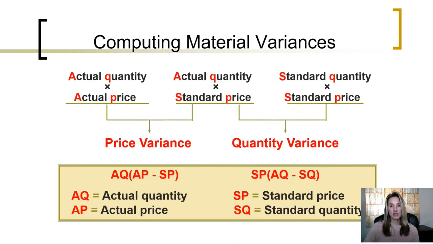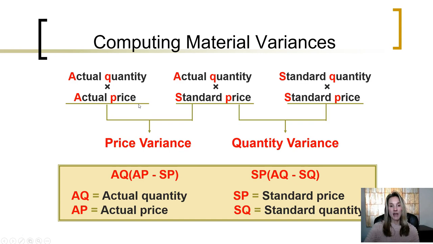To calculate those variances, it's easy to view it in this little diagram form. On one side of the diagram, we're calculating the actual quantity of materials used times the actual price. In the middle of this diagram, we have the actual quantity of materials used at the standard price. When we take the actual quantity of materials at the actual price paid and compare it to the actual quantity of materials used at the standard price, we calculate the price variance, because the only difference between these two amounts is the amount of the price.